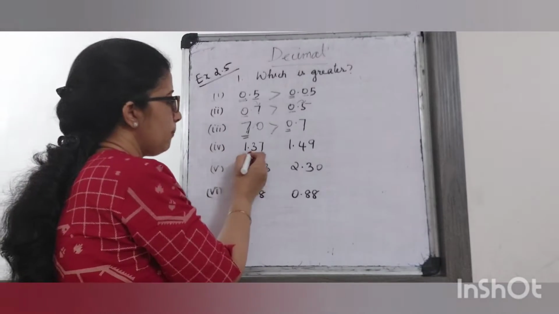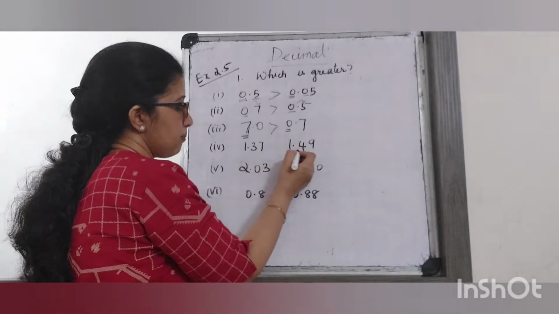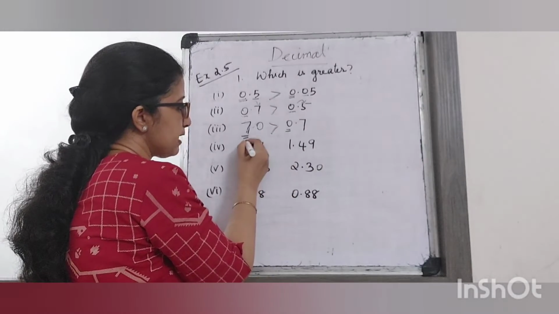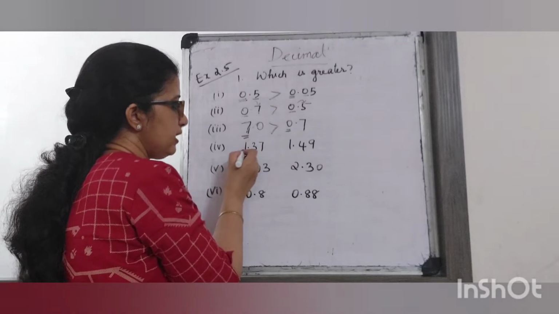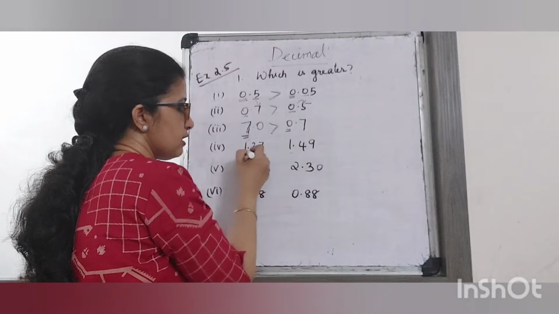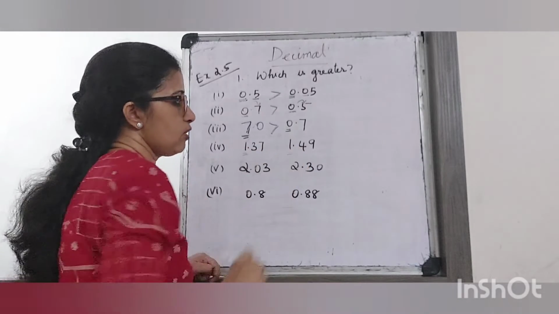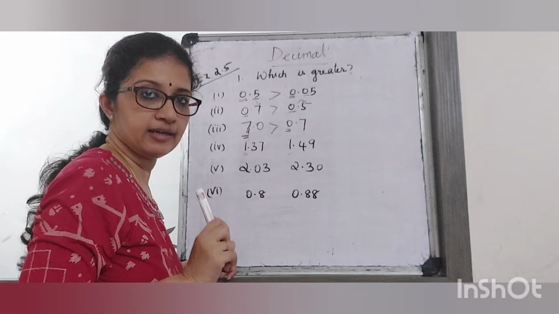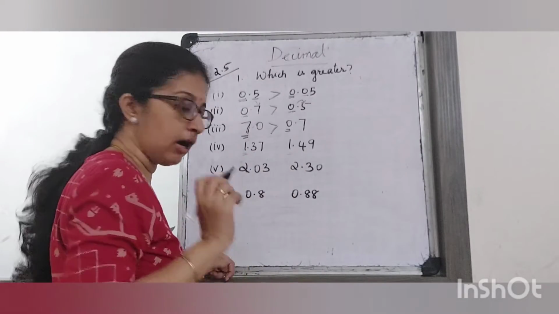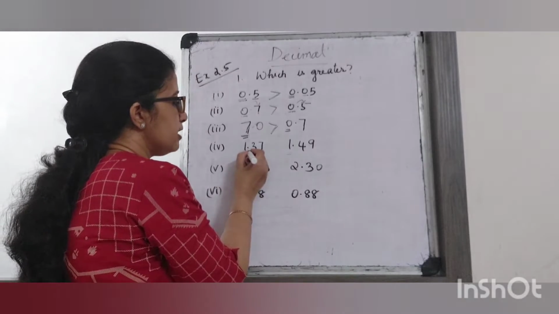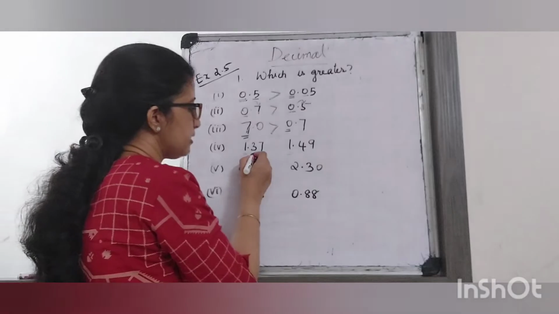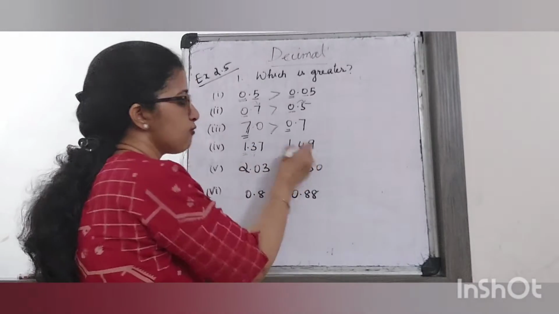Okay, one is 1.37 and the other is 1.49. Now here check the digit towards the left hand side of the decimal. It is 1 here and here also it is 1. Correct? So it is 1 here and 1 here also. So can we conclude which one is greater? No, we cannot conclude because both are same. Now we have to go on to the digit towards the right hand side of the decimal. Okay? So here it is 3 and here it is 4.